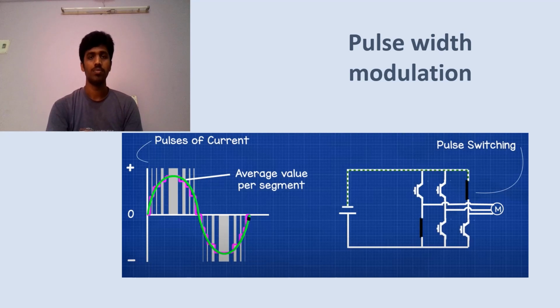So pulse width modulation is the main thing which decides the perfect sine wave that we get at the output. This pulse width is controlled by a controller which controls the various switches such as IGBT, MOSFET, or diode.